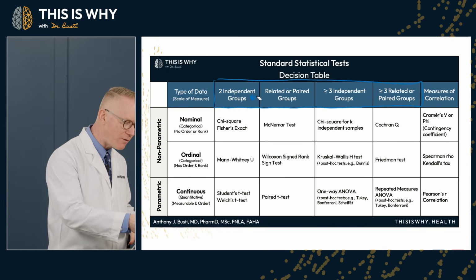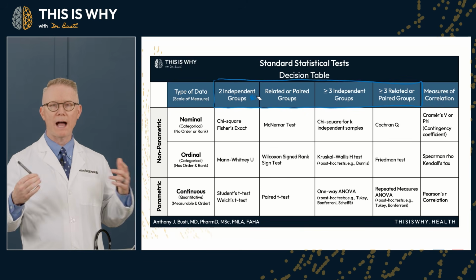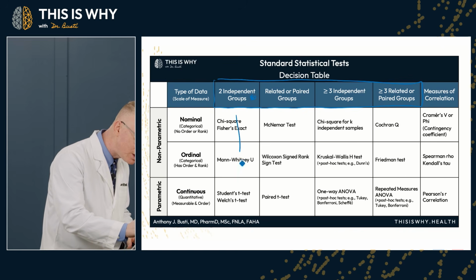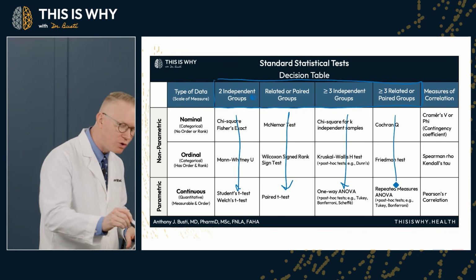And then you have to ask yourself, are they related or are they independent of each other? And do you know how to discern that? Because that drives which statistical test is going to be used, okay?